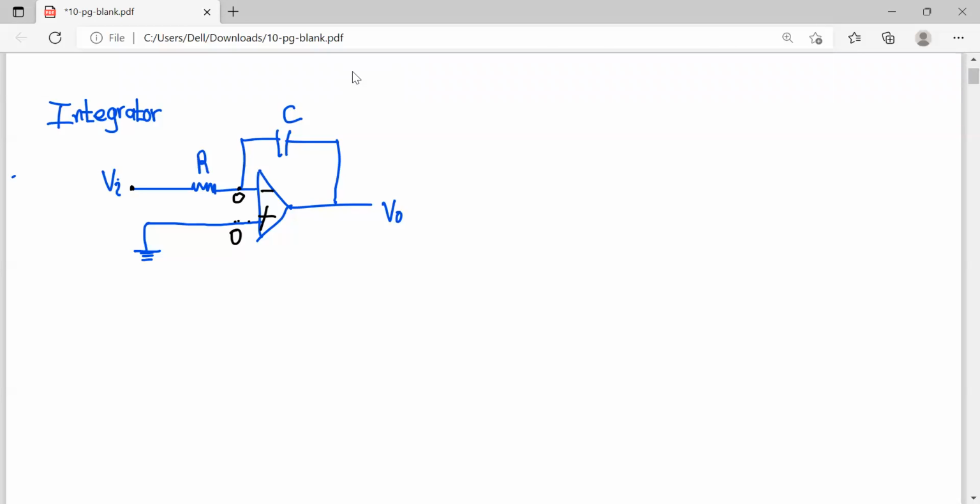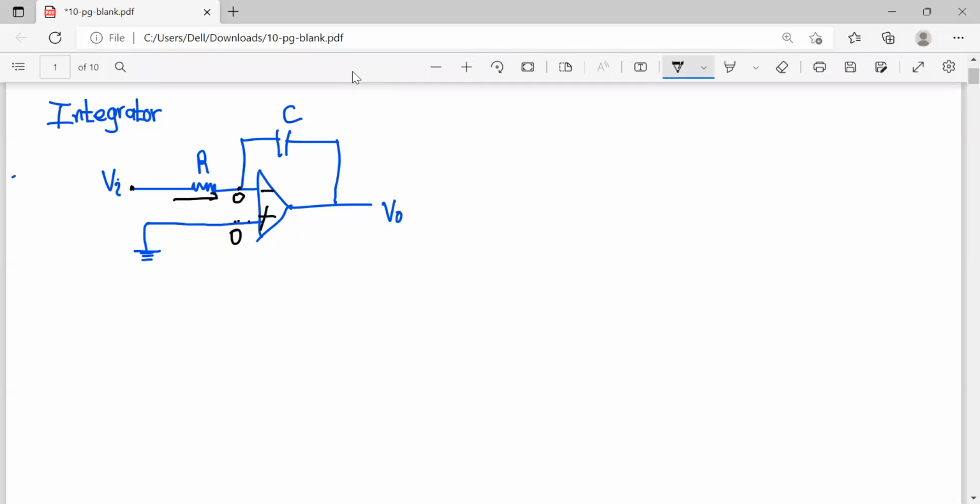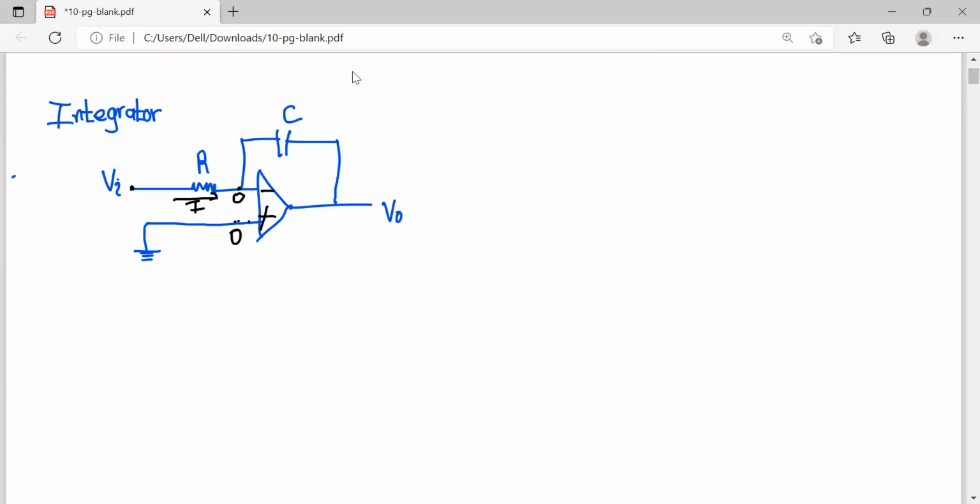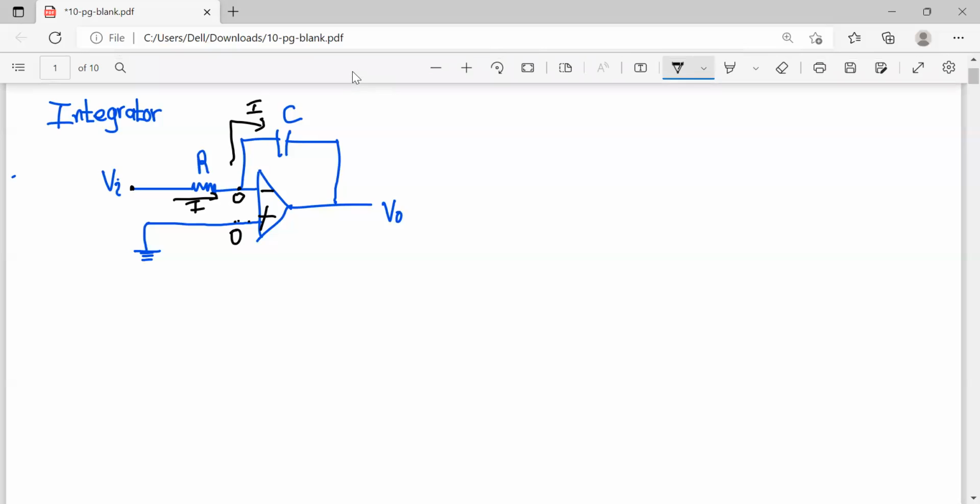And if you mark the current, it's going through this resistor. If the current goes through that resistor, you can directly tell that current won't flow through the input of an op-amp. So if there is a current I over here, it should move across this capacitor. Otherwise, it won't be possible. So that's why we mark the I like this. Now we have completed this diagram.